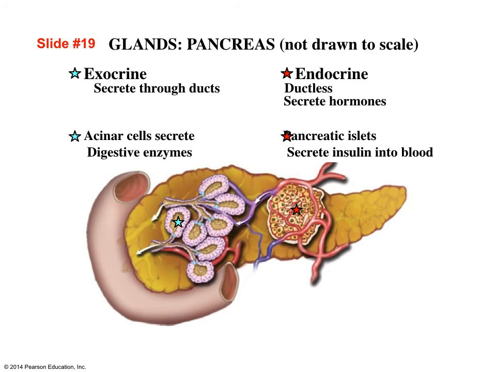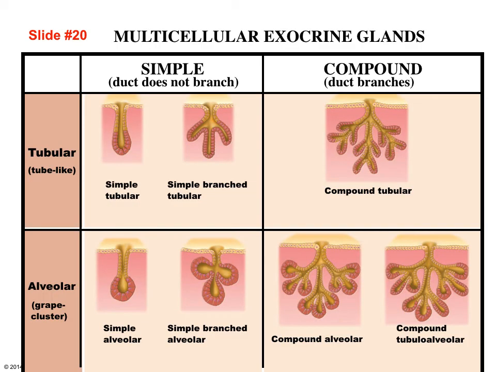Exocrine glands secrete through a system of ducts. Their products of secretion would include things such as digestive enzymes, sweat, sebum, which would be oil, and others. Last slide will show you different types of morphologies of multicellular exocrine glands. Concentrate on the morphology or structure of the secretory units depicted in a pinkish color here.